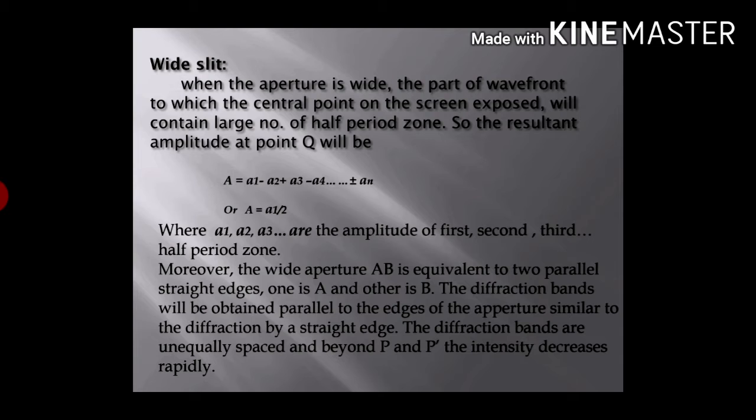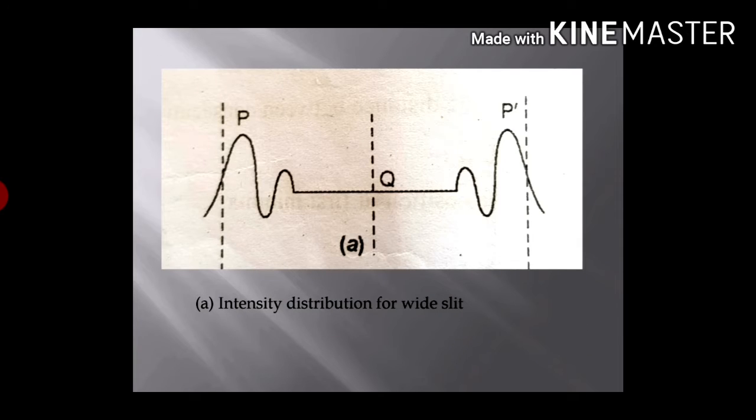Moreover, the wide aperture AB is equivalent to two parallel straight edges, one passing through A and the other passing through B. The diffraction bands will be obtained parallel to the edge of the aperture, similar to diffraction by a straight edge. The diffraction bands are unequally spaced, and beyond P and P dash, the intensity decreases repeatedly because this is the region of geometrical shadow. This is the intensity distribution for the wide slit.